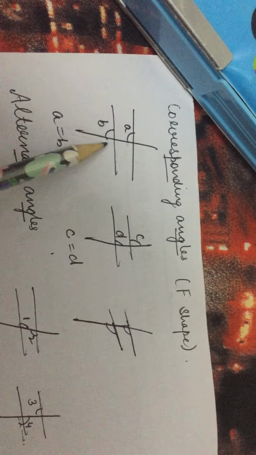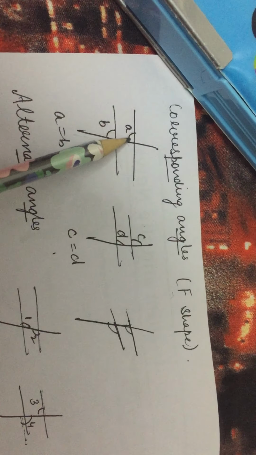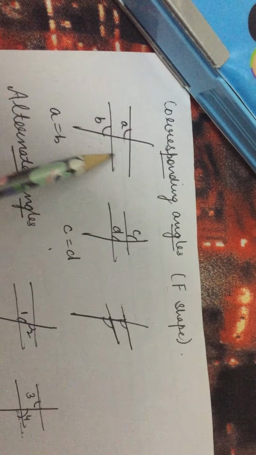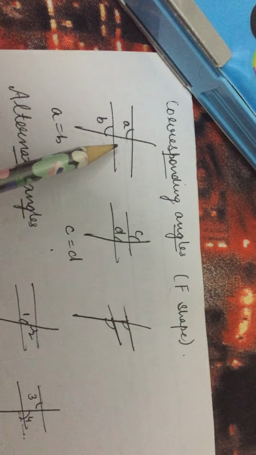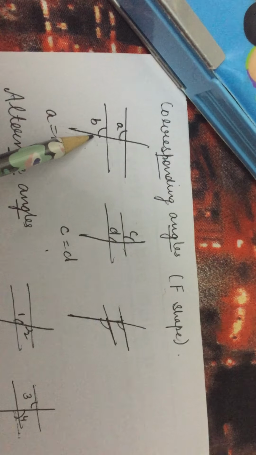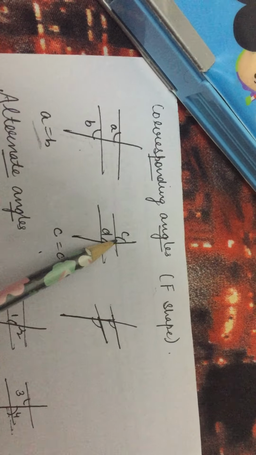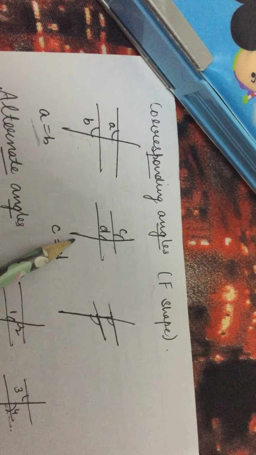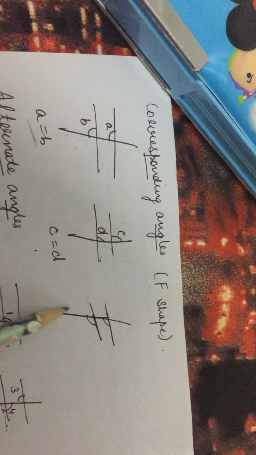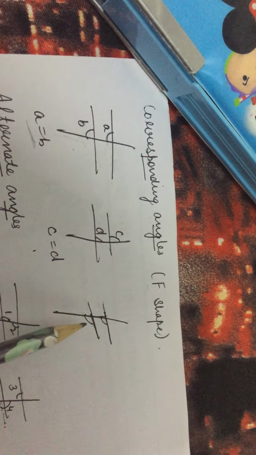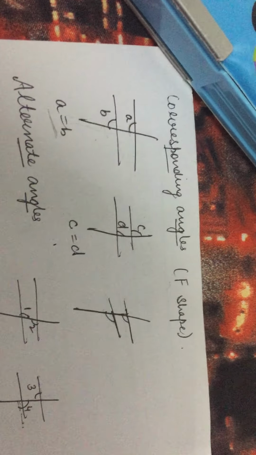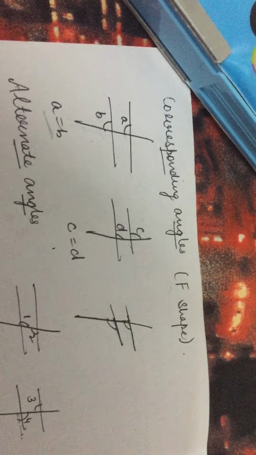So A and B, one angle is on the one side of parallel line and other angle on the other side of parallel line. A and B both are known as corresponding angles, and always the corresponding angles are equal. Similarly, if I talk about this, C and D are the corresponding angles. If I have lines like this, then these two are also corresponding angles. So such pair of angles are known as corresponding angles.